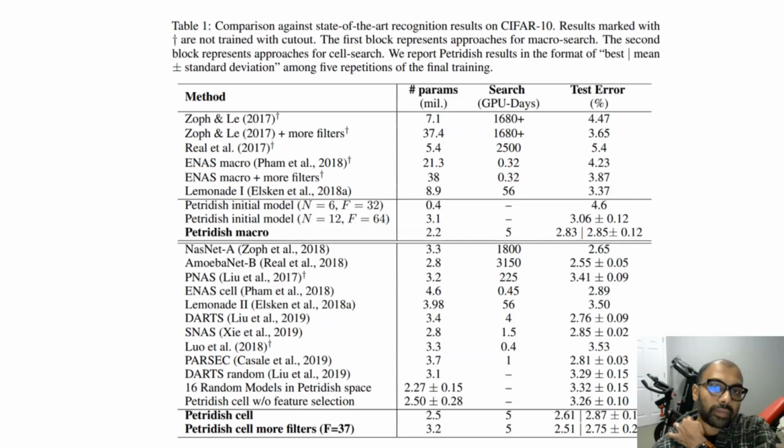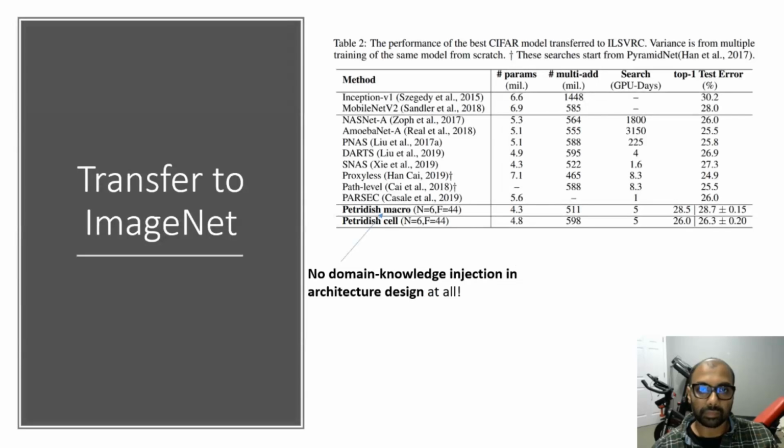Keeping in mind all the previous caveats, here are some results on both macro and micro search spaces. On macro search space, at the time of publication, Petri dish outperformed baselines in the same space using fewer parameters. On cell search, on micro search space, Petri dish gets competitive performance. On transferring models found on CIFAR10 to ImageNet, Petri dish on macro search space performs competitively with even cell search space without having any domain knowledge injection into architecture design.